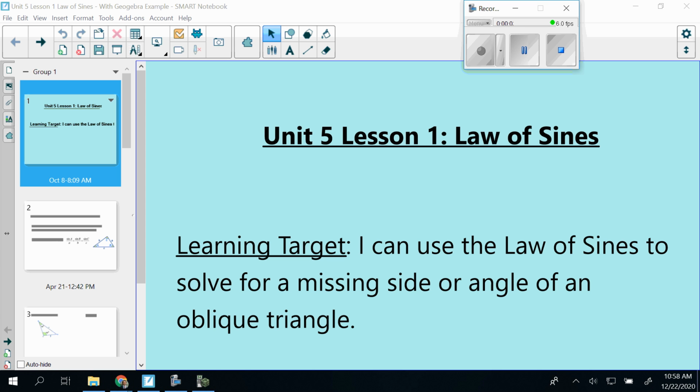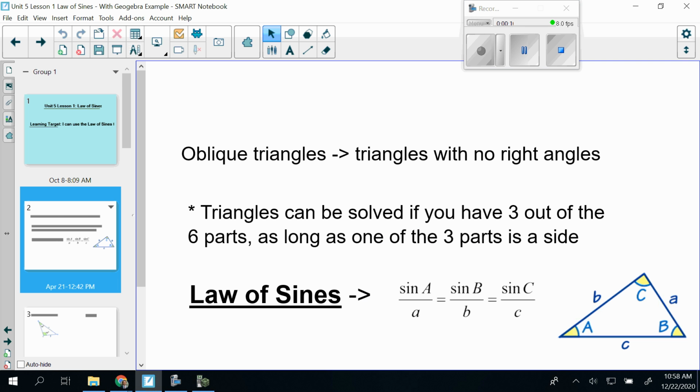All right, in Unit 5, we're going to be looking at law of sines. We want to be able to use the law of sines to solve for the missing side or angle of a triangle. The triangles we're going to be looking at are oblique triangles. Those are triangles with no right angles, and so we're not going to be able to use regular sine, cosine, and tangent.